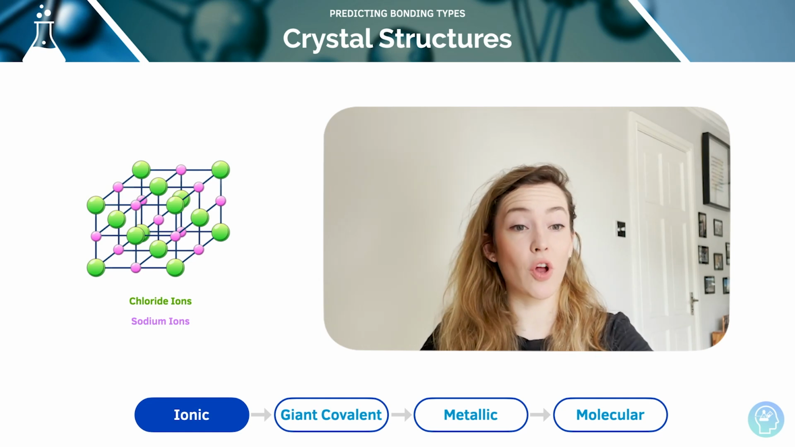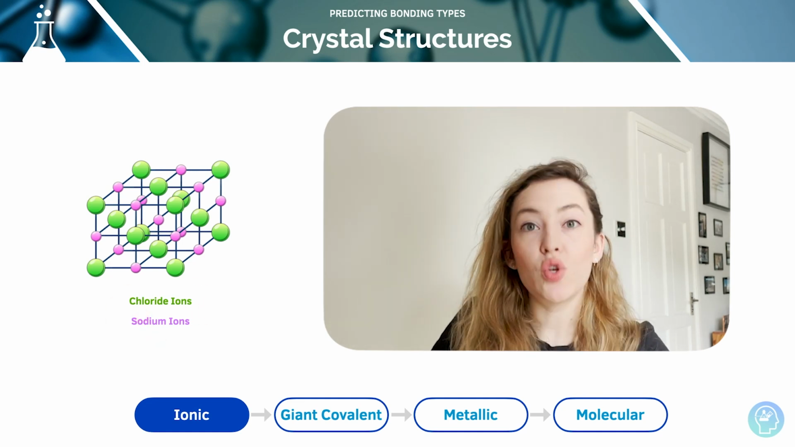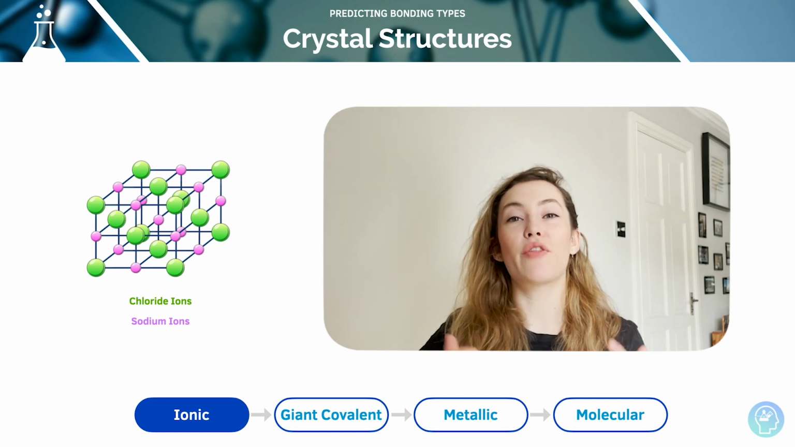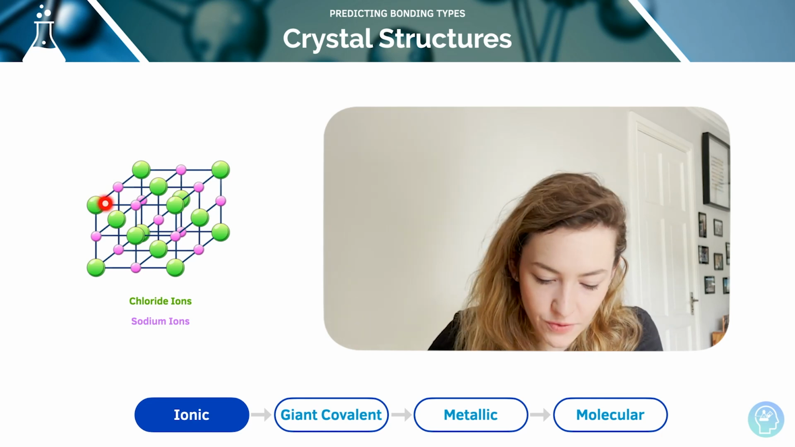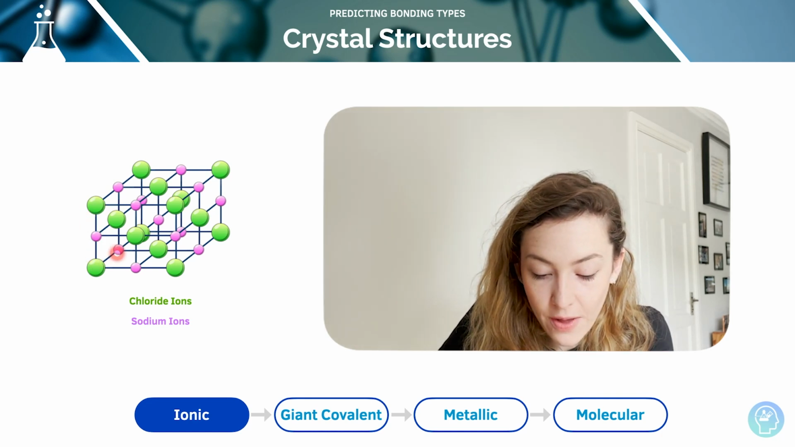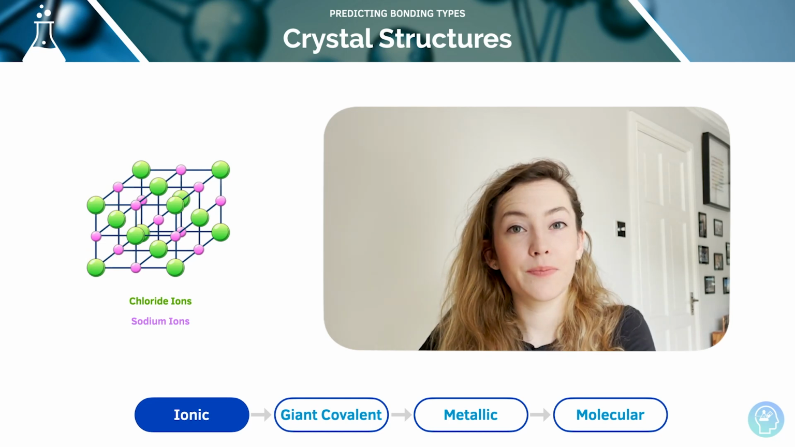If we have a look to start with, of course, at our ionic structure, because you can see this is sodium chloride. So we've got a large number of oppositely charged ions held in that regular three-dimensional lattice. And we've got these strong electrostatic forces of attraction holding these ions together, so the positive and the negatives. And of course, they're known as ionic bonds.